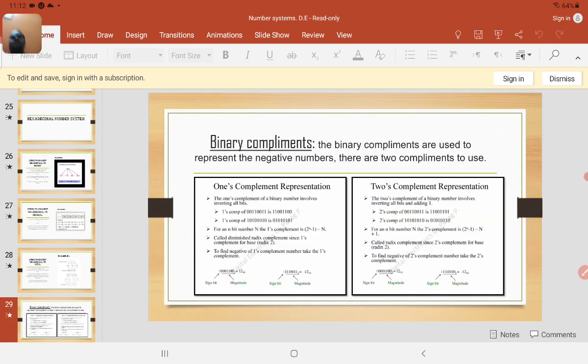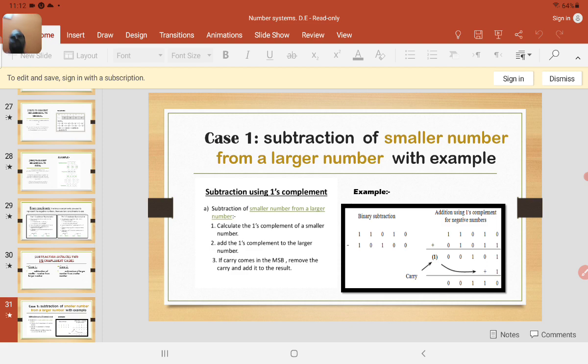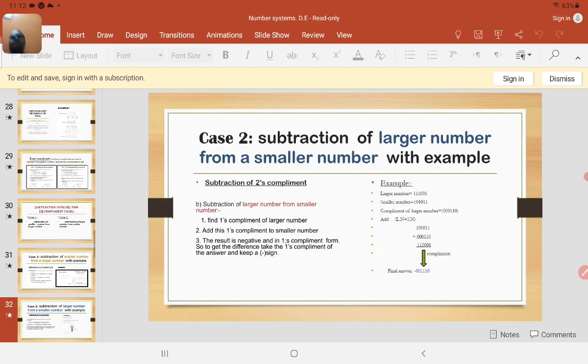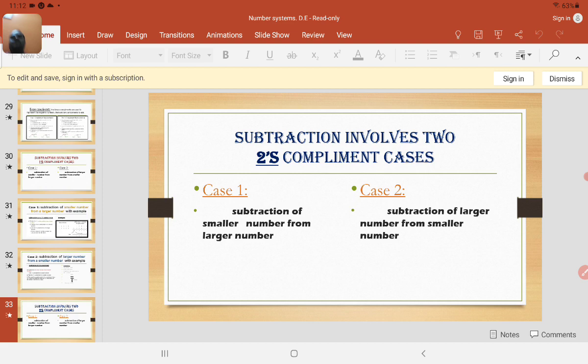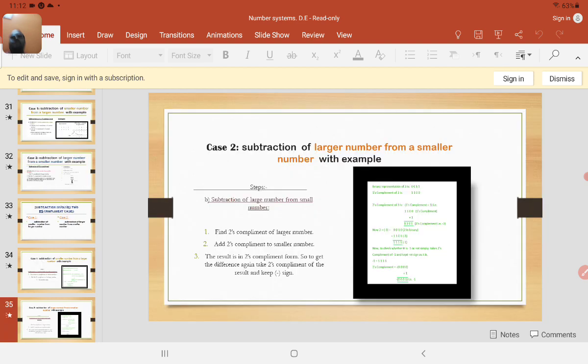Next, we also discussed binary complements: 1's complement and 2's complement. We already discussed subtraction of two numbers using 1's complement, with two cases: subtraction of a smaller number from a larger number, and subtraction of a larger number from a smaller number. Similarly for 2's complement we have two cases: subtraction of a smaller number from a larger number, and of a larger number from a smaller number. This is case 1 and this is case 2.